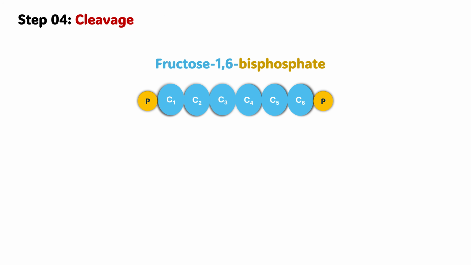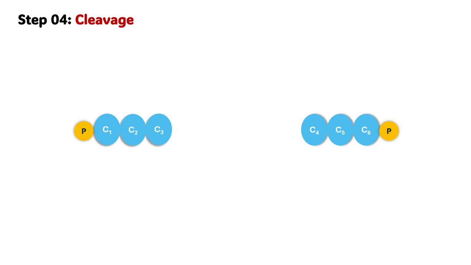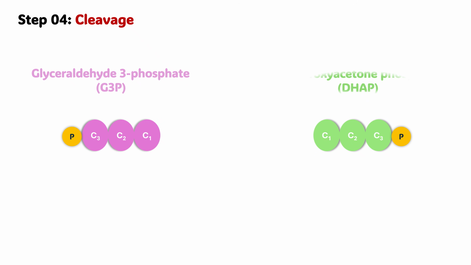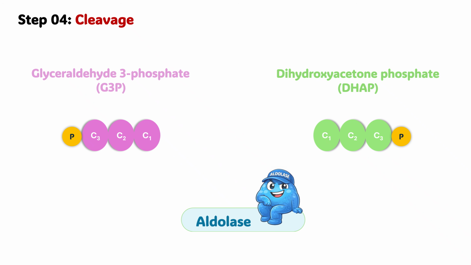After that, fructose 1,6-bisphosphate is cleaved between the 3rd and 4th carbon, producing 2 3-carbon molecules. These are glyceraldehyde 3-phosphate and dihydroxyacetone phosphate. The reaction is catalyzed by the enzyme aldolase. From this point onward, glycolysis proceeds using 3-carbon molecules.